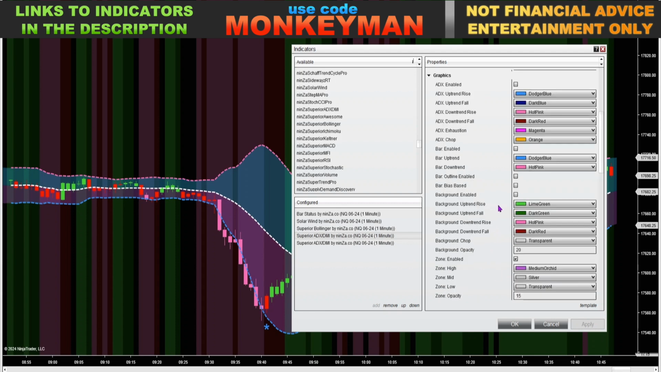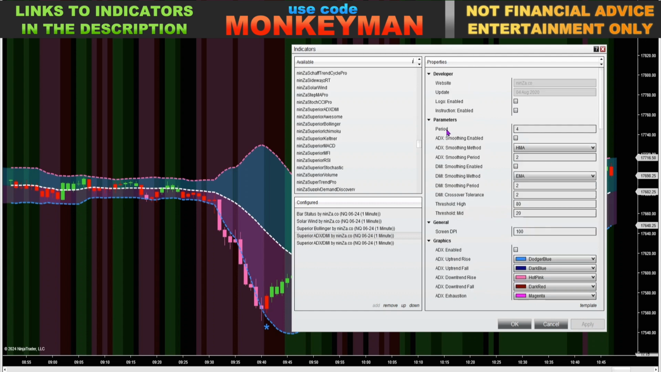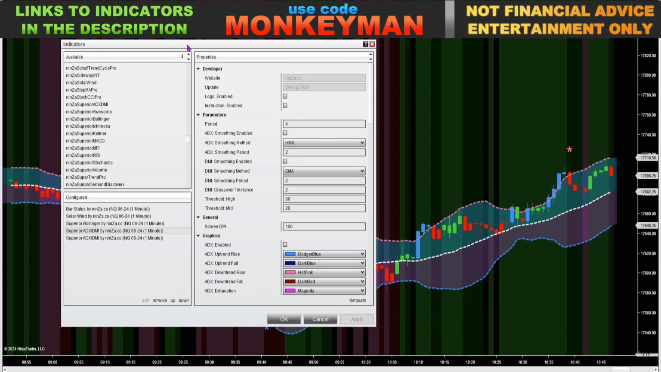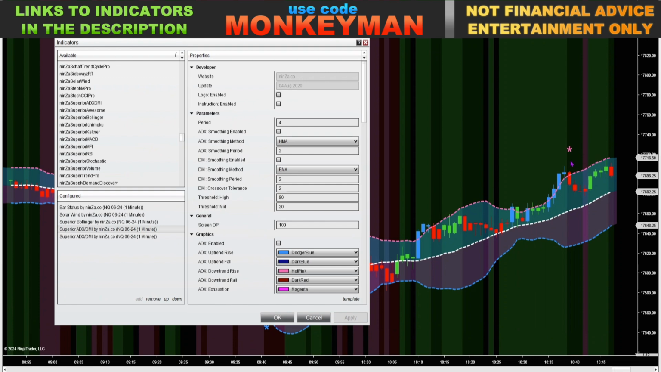And I've disabled the background and I've changed the period from a 3 to a 4. So that just means it's only catching the extra strong reversals. If this was still a 3, we'd have more of these ADX reversal signals appearing. But since I changed it to a higher period, we're only getting the extra strong reversals. See, this is this morning's price action. We got one at 9:40 and one at 10:40.